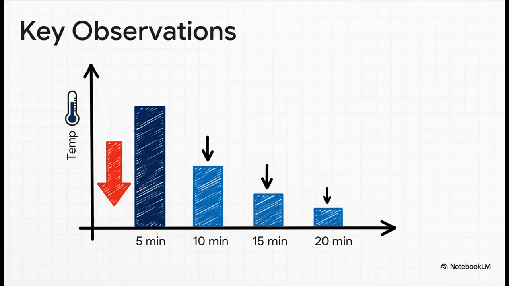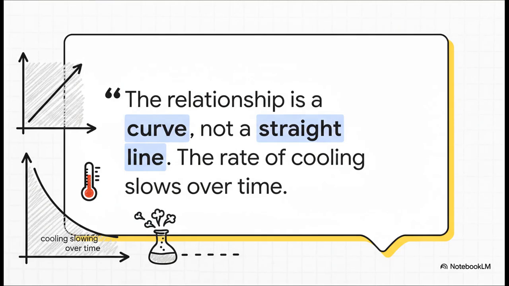This tells us something absolutely crucial. The cooling isn't constant. It starts off really fast, and then it slows down. And that, right there, is the single biggest thing we've learned from our graph. If the cooling was happening at a steady pace, we'd see a perfectly straight diagonal line. But we don't. We see a curve, and that curve tells us everything. The rate of cooling changes. It slows down over time.